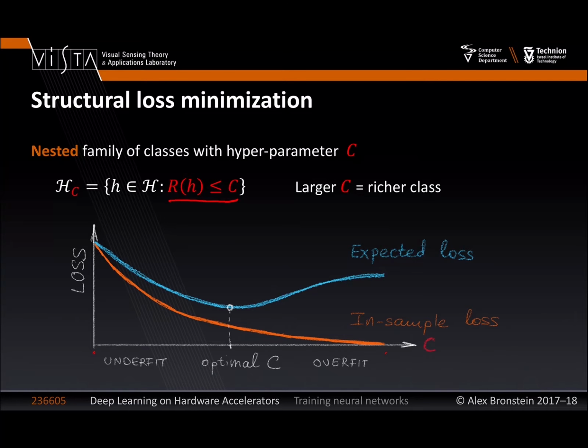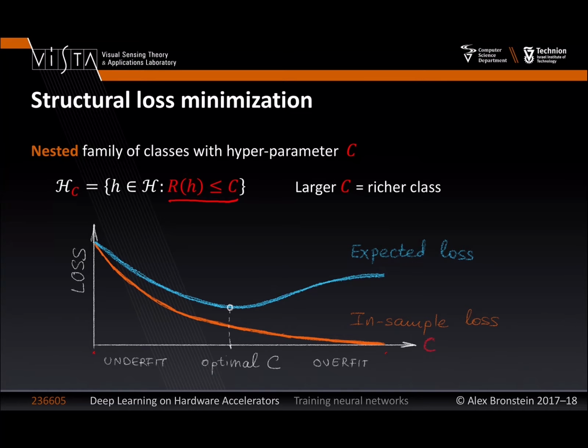And on the vertical axis, I have the loss. So the in-sample loss is going to behave monotonically, provided that of course I can minimize it. I can always bring it to the global minimizer. I will see that the in-sample loss will monotonically decrease as I increase the richness of the class. And obviously, if the class is very rich, I'm going to perfectly fit my training data.